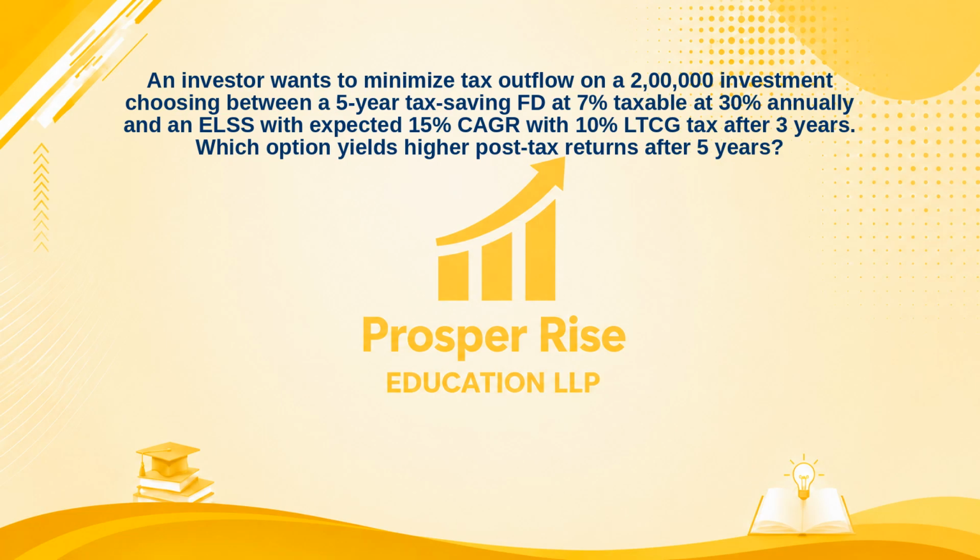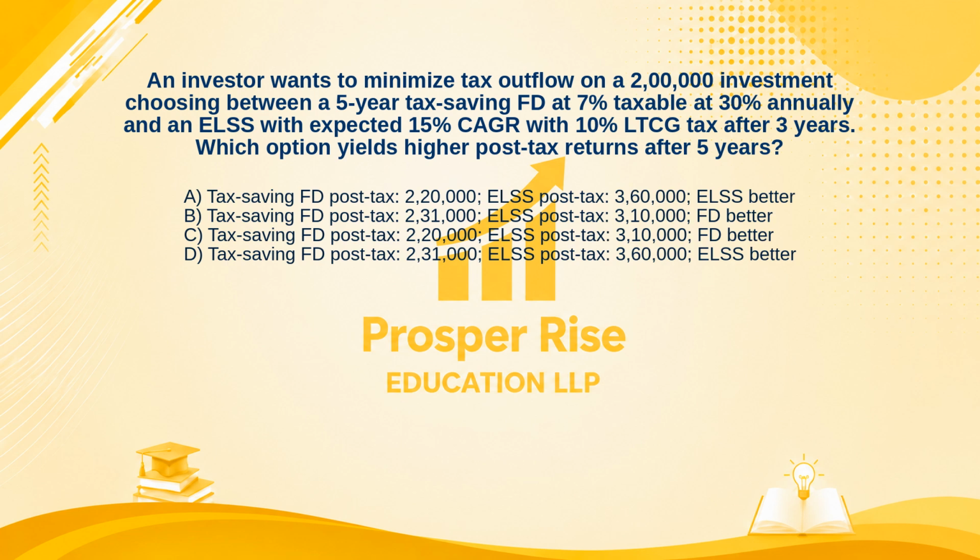An investor wants to minimize tax outflow on a 2 lakh investment, choosing between a 5-year tax-saving FD at 7% taxable at 30% annually and an ELSS with expected 15% CAGR with 10% LTCG tax after 3 years. Which option yields higher post-tax returns after 5 years? Here are your options. A.